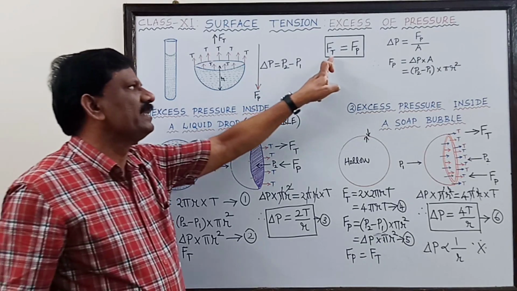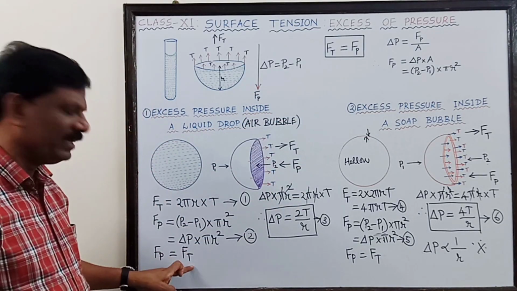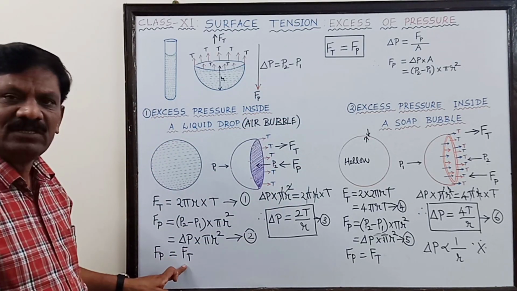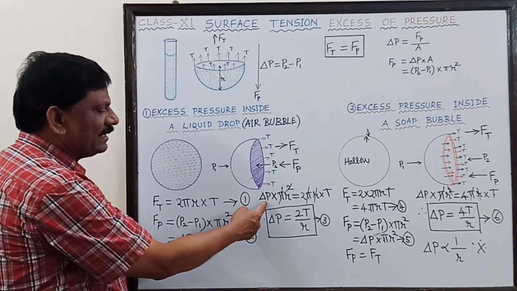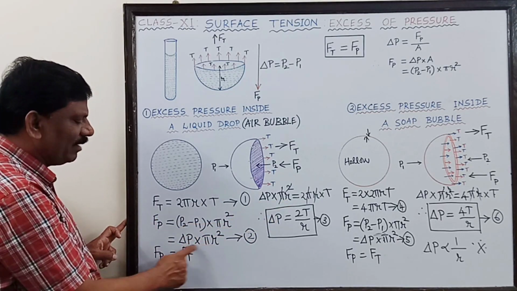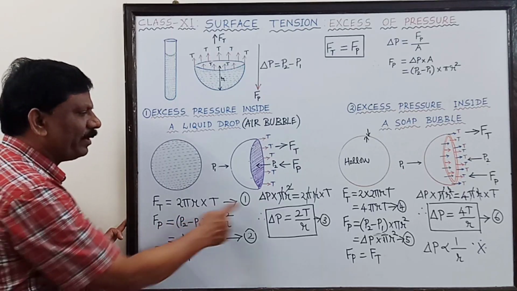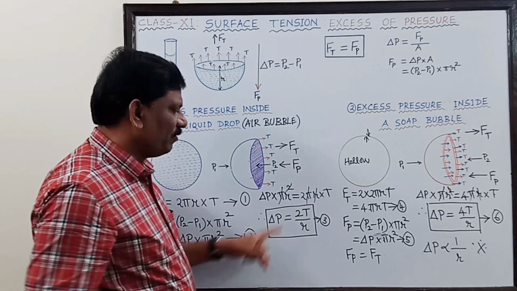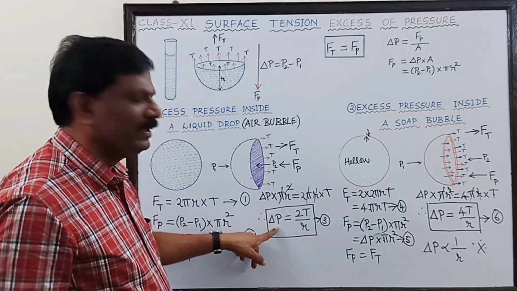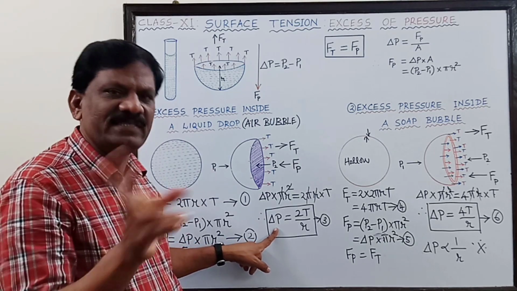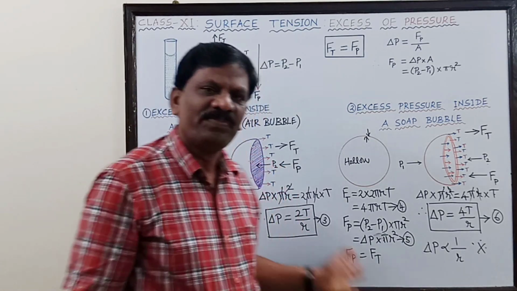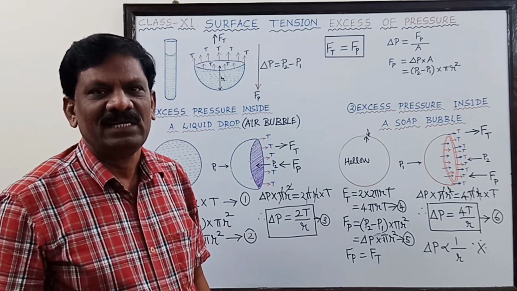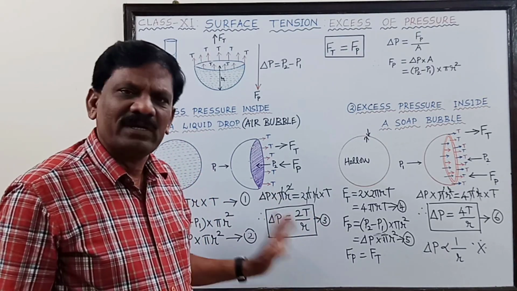Already we have discussed that Ft must be equal to Fp, or Fp must be equal to Ft. Substituting 1 and 2, delta P into pi r square must be equal to 2 pi r into T. So from this we get delta P, the change in pressure across the liquid surface, is equal to 2T by R. This is the third and the final equation. Have you understood this? Okay.